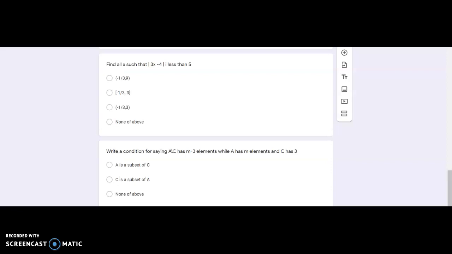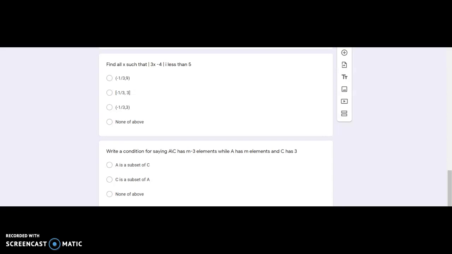Find all x such that modulus of 3x minus 4 is less than 5. Open interval minus 1 by 3, 9. Closed interval minus 1 by 3, 3. Open interval minus 1 by 3, 3. None of the above. Write your answer.